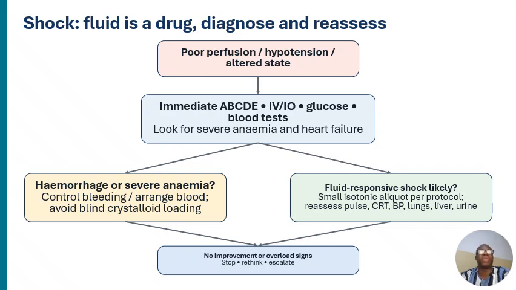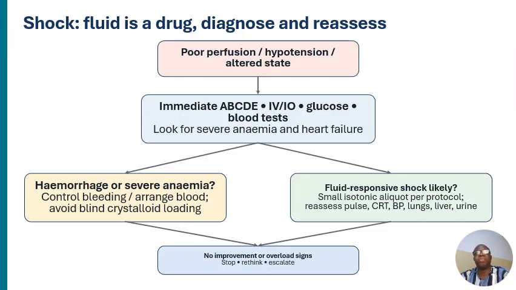Then ask what type of shock this is. Is there hemorrhage or severe anemia? If so, control bleeding and arrange the appropriate blood rather than blindly loading the child with crystalloid. Is it fluid responsive, hypovolemic, or distributive shock likely?